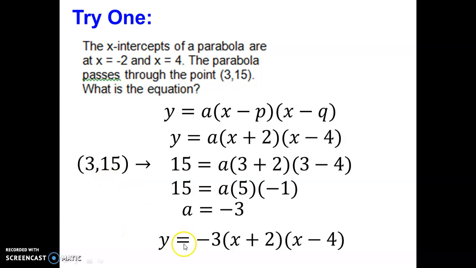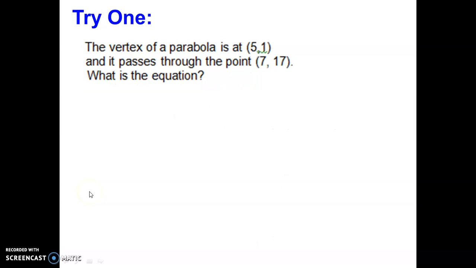Again, you can check in Desmos. If you put this parabola in, you would notice it has these 2 x-intercepts, and it would pass through this point. Change that a value, and it would no longer pass through that point. Okay, try one more.